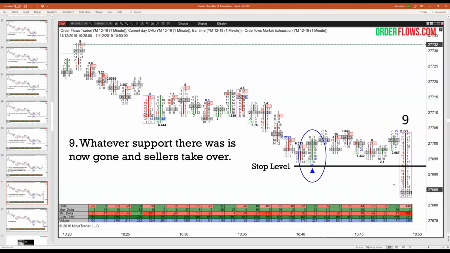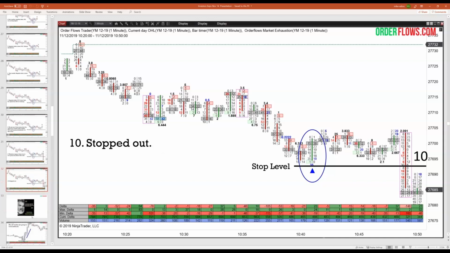All right. Whatever support was there is now gone, and the sellers have taken over, right? Because imagine what's happening here is you do have some supportive buying. You're going sideways, there's potential absorption going on. Well, once you remove that absorption, what's going to happen to the market? It's going to drop. The bottom's going to fall out, right? And then eventually, you just get stopped out.